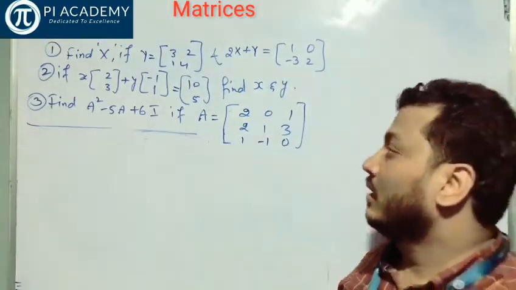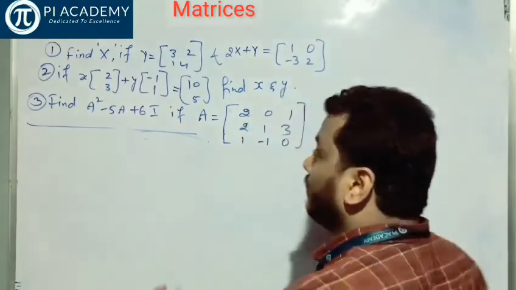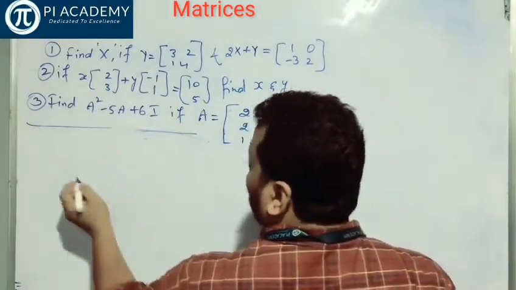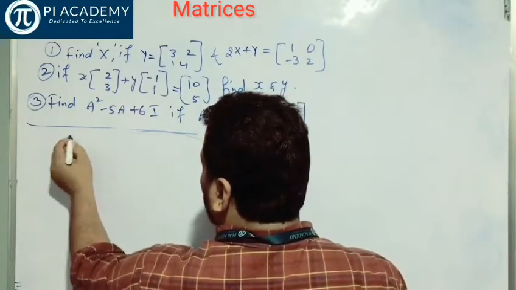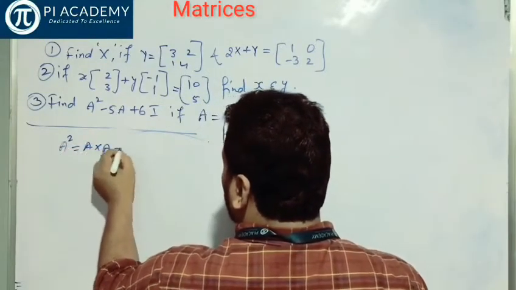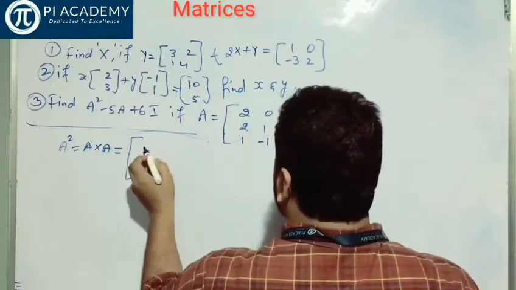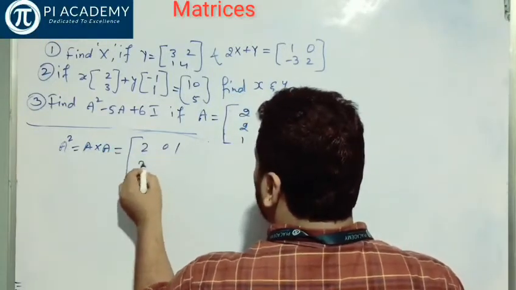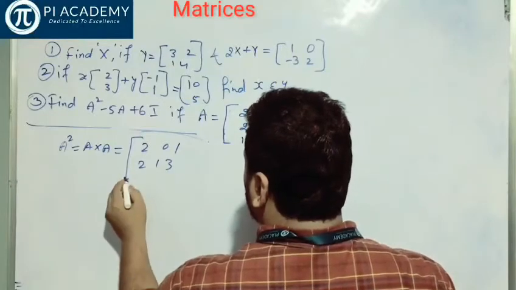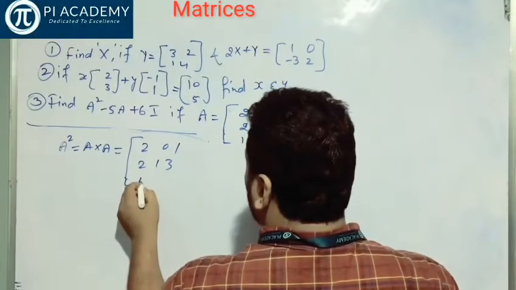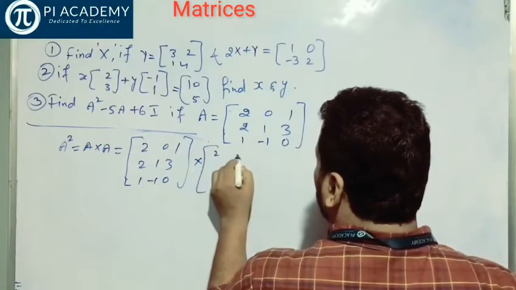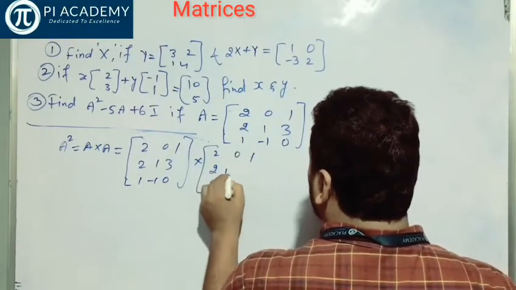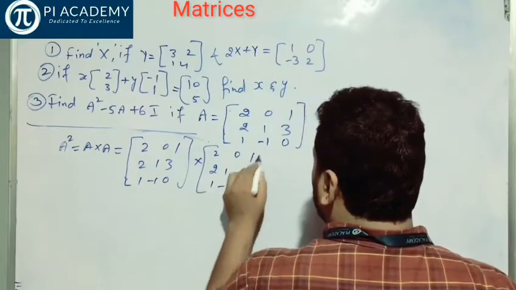Now we'll see the third one. From an exam point of view, this is a very important question. So A they have given, first we will find A squared, because the equation they have given is A squared minus 5A plus 6I. So A squared is nothing but A into A. So 2 times you have to multiply this matrix. So I'll write, and the last row is 1 minus 1 0. Get multiplied with the same only. The 2 0 1, 2 1 3, 1 minus 1 and 0.